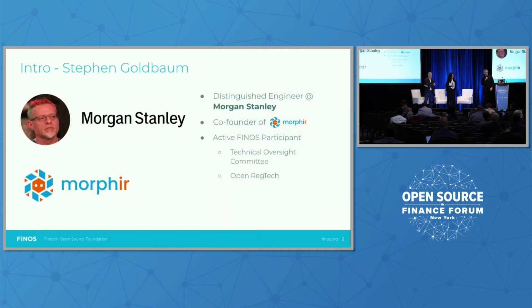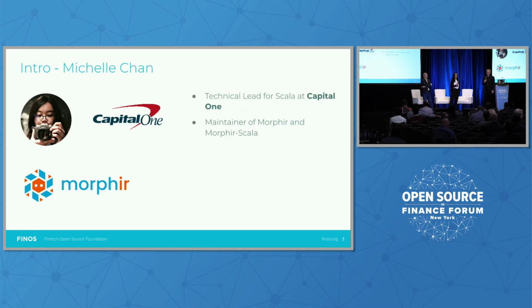All right, I'm Stephen Goldbaum, distinguished engineer at Morgan Stanley and one of the co-founders of Morphir. I'm from Capital One. I'm Michelle Chan, and I'm also a technical lead for Scala at Capital One, and I'm a maintainer of Morphir and Morphir Scala.